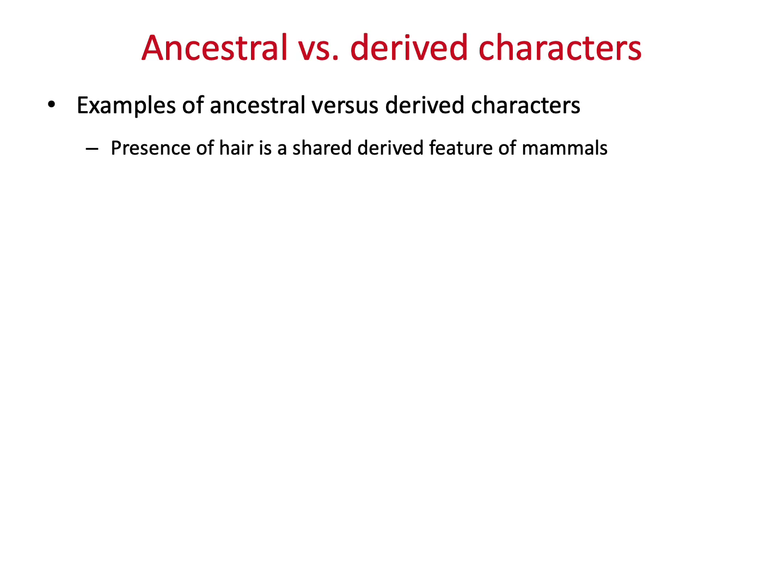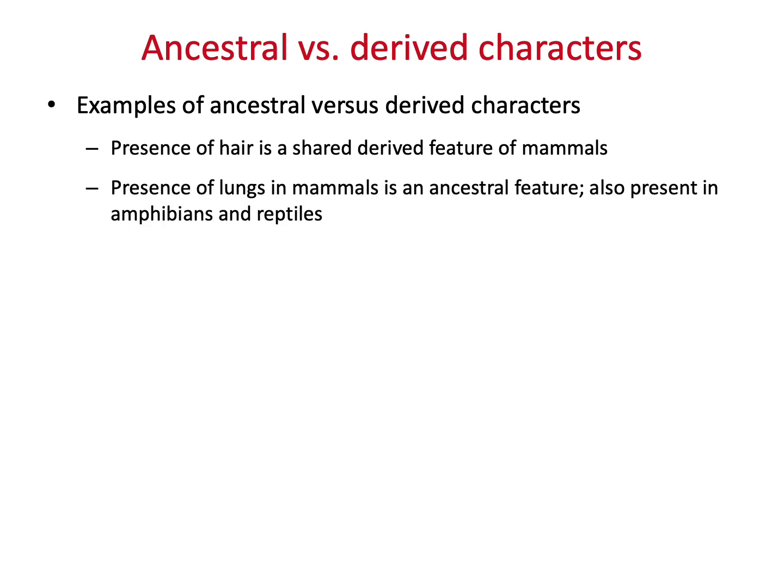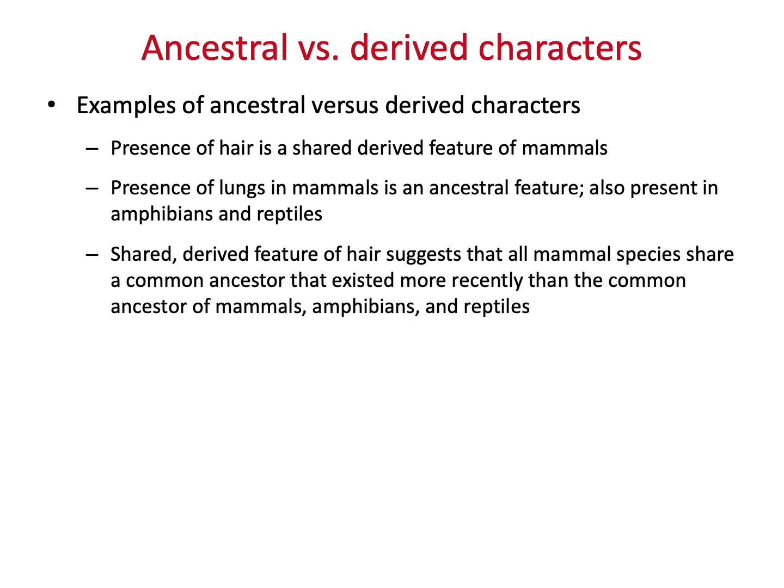So when you look at how to distinguish between ancestral and derived characteristics, one example is the presence of hair in mammals. The presence of hair in mammals is a derived feature. The presence of lungs in mammals is an ancestral character because it has been there in earlier organisms such as amphibians and reptiles. Therefore, it evolved prior to the last common ancestor of mammals, hence it is considered an ancestral character.